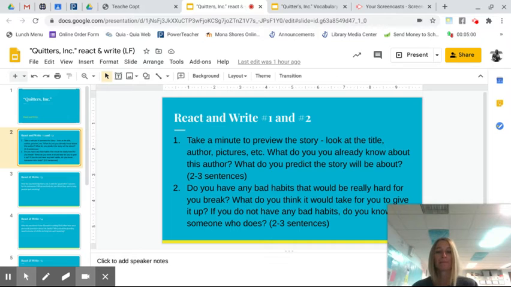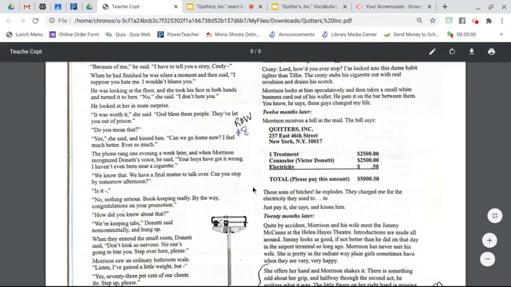And do you have any bad habits that would be really hard for you to break? What do you think it would take for you to give it up? If you do not have any bad habits, you know someone who does. So what types of bad habits do you know other people have or that you have? And could you give that up? What would it take to give it up? Okay, so I will start the story. You can pause it and answer those questions and then come back.